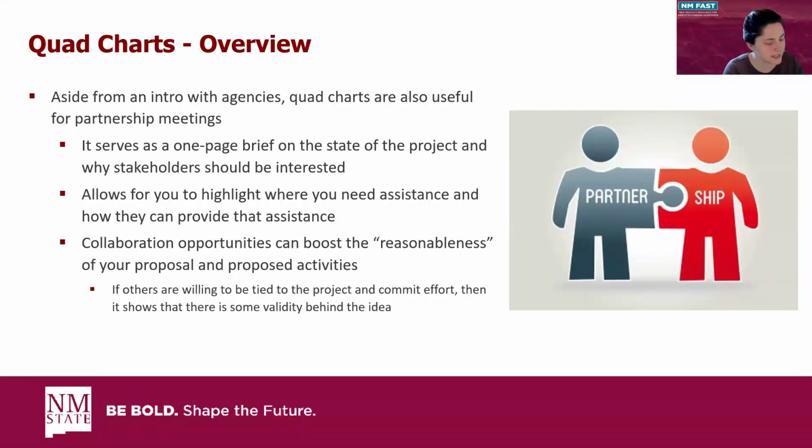We typically recommend creating multiple quad charts. You'll have some quad charts for when you're talking to the federal agencies. You can have quad charts for when you're approaching, let's say, Department of Energy labs, or different research institutions. So these quad charts can really be used in multiple different ways, but they're a really good way to provide a concise map of how you're going to take your R&D to the next level.